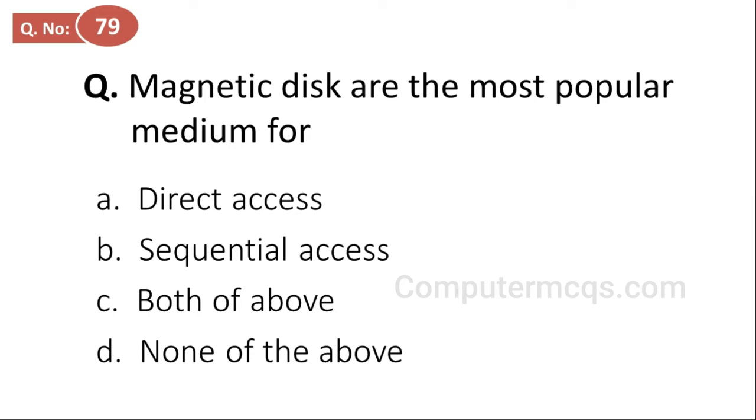Magnetic disks are the most popular medium for. Options are direct access, sequential access, both of above, none of the above. And the correct answer is option C, both of the above. Magnetic disks are the most popular medium for direct access and sequential access.